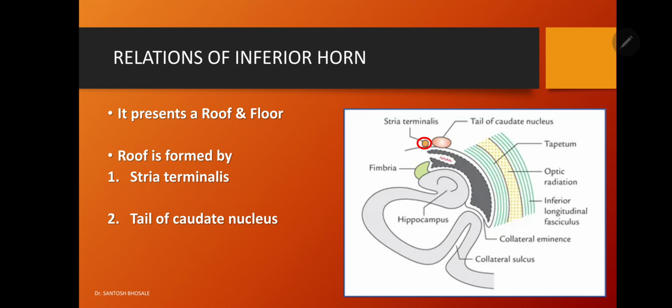As I already told you, the lateral ventricle is surrounded by the corpus callosum and it surrounds the caudate nucleus. Caudate nucleus has head, body and tail. Head is related to the anterior horn, body is related to the body of the lateral ventricle, whereas the tail of the caudate nucleus is in relation with the inferior horn of the lateral ventricle. That is the tail of the caudate nucleus, and a tapetum of the corpus callosum is forming the roof there.